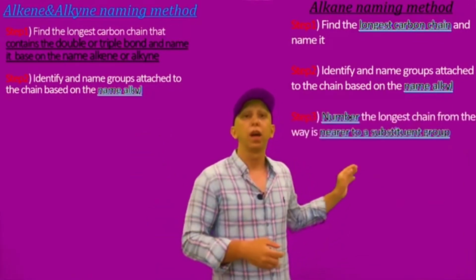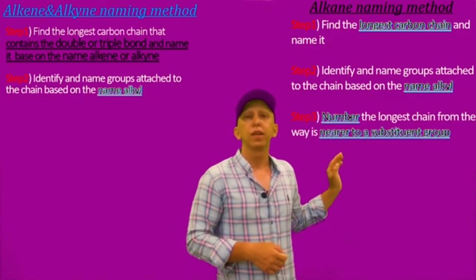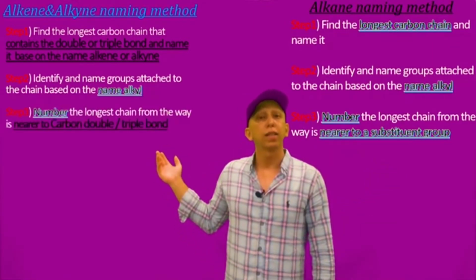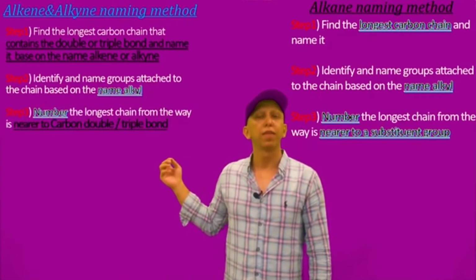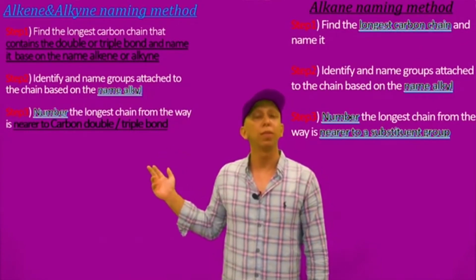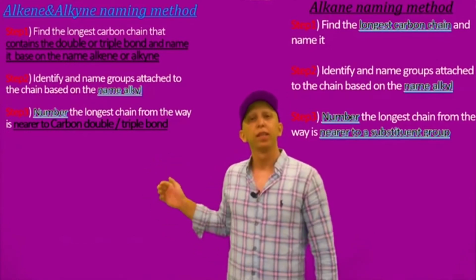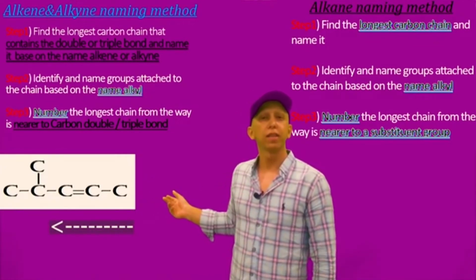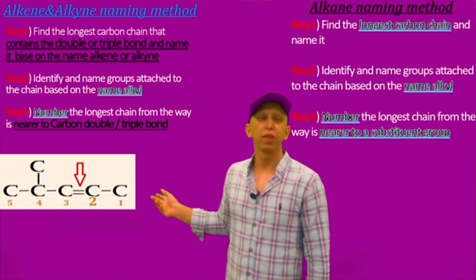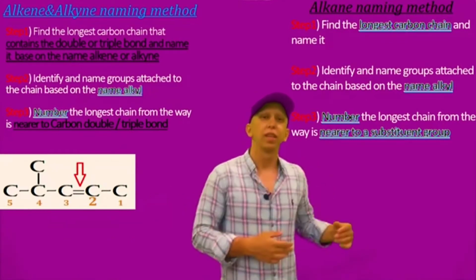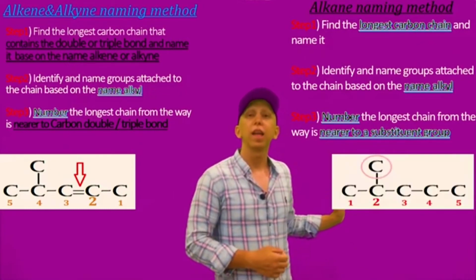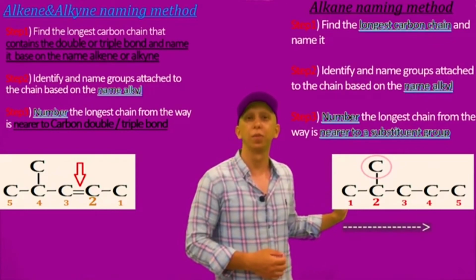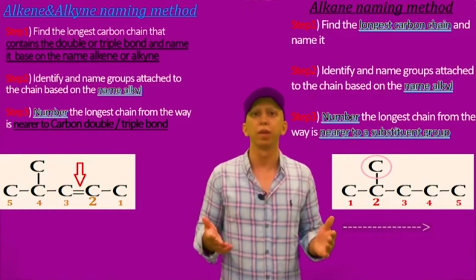In step 3, in alkanes, as we know, we start numbering from the way that is nearer to the substituent group. But in alkenes and alkynes, as I said, we have to start numbering from the way that is nearer to the double bond or the triple bond. For example, in this structure, we start numbering from this way because it is nearer to the double bond. But if we don't have any double bond, it changes to this structure and we start numbering from the way that is nearer to the substituent group, because we don't have any double bond or triple bond.